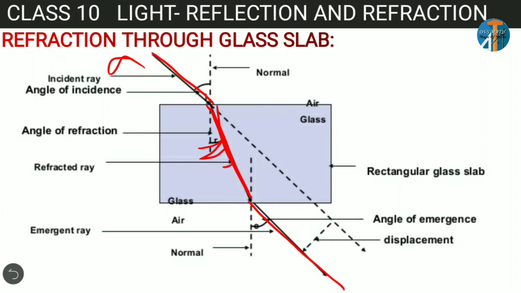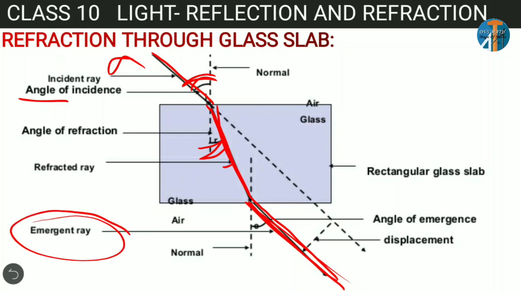If they ask, for 2 marks, write the neat diagram of refraction of light through a glass slab. So practice this. Here this is the incident ray, angle of incidence, normal line. Again, this is the angle of refraction. This is a refracted ray. Again it is falling on the normal. Then finally it comes out, and this we call the emergent ray. Angle of emergence we call it. Finally it will come from denser to rarer, right?